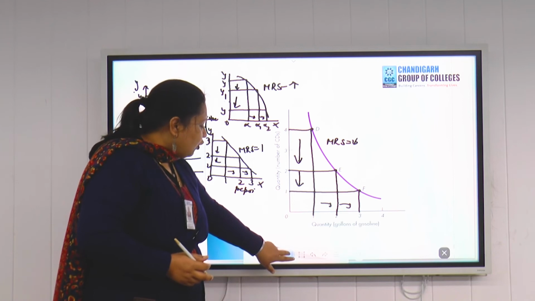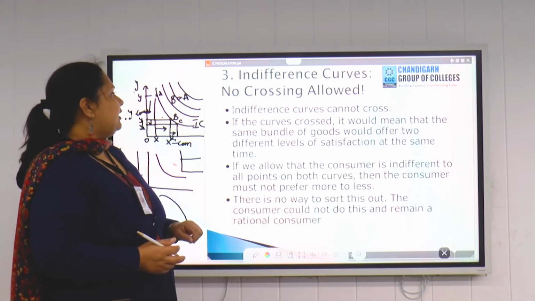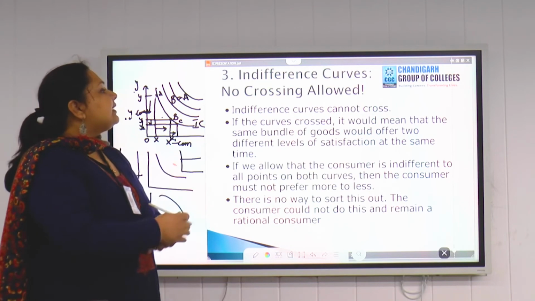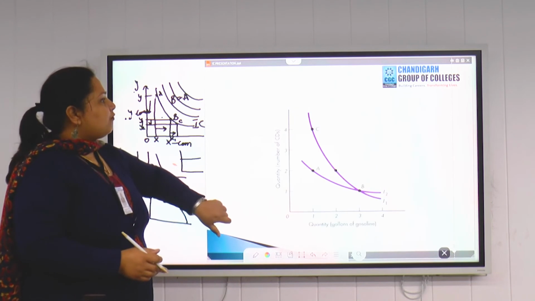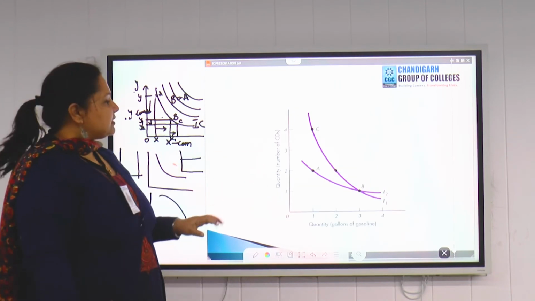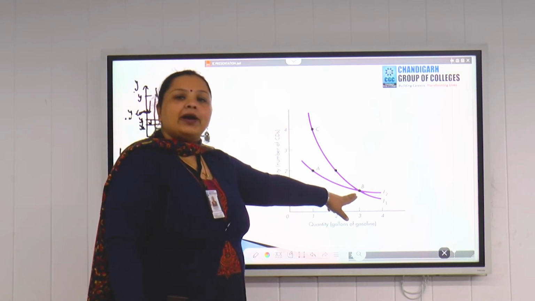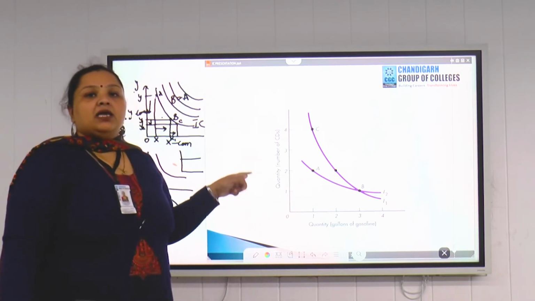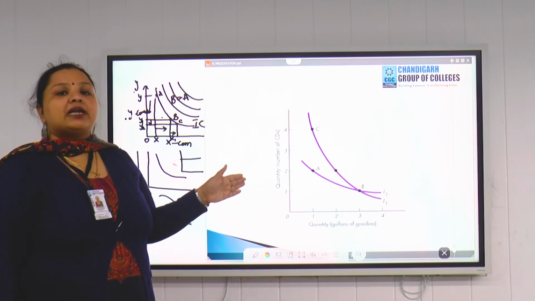Now moving towards the third property of indifference curves. That is, indifference curves cannot cross. Now, why can these not cross? These are two indifference curves and they are crossing at point B. Why is this wrong? Because this is violating the assumption of transitivity.